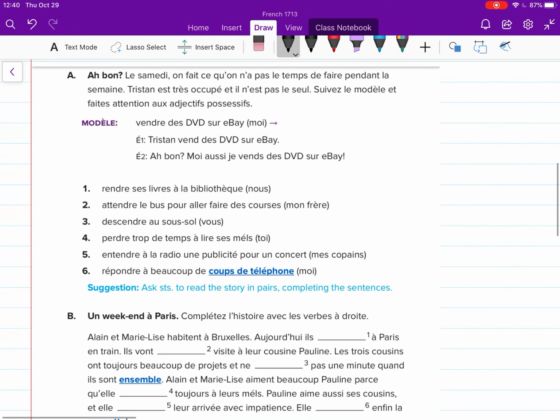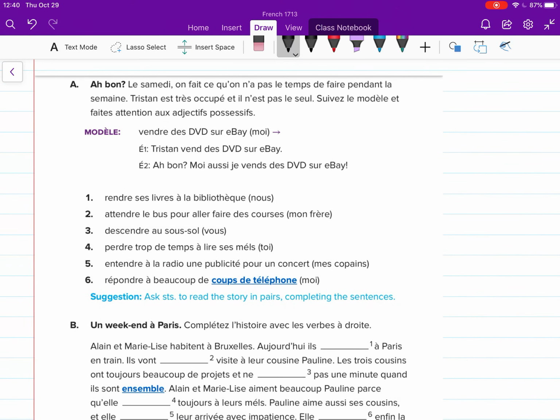Exercise A. Ah bon? Le samedi, on fait ce qu'on n'a pas le temps de faire pendant la semaine. Tristan est très occupé et il n'est pas le seul. Suivez le modèle et faites attention aux adjectifs possessifs. What you're given here is an infinitive verb with other parts to the sentence that you'll have to work in. And this thing, which is in parentheses, is going to become essentially your subject.